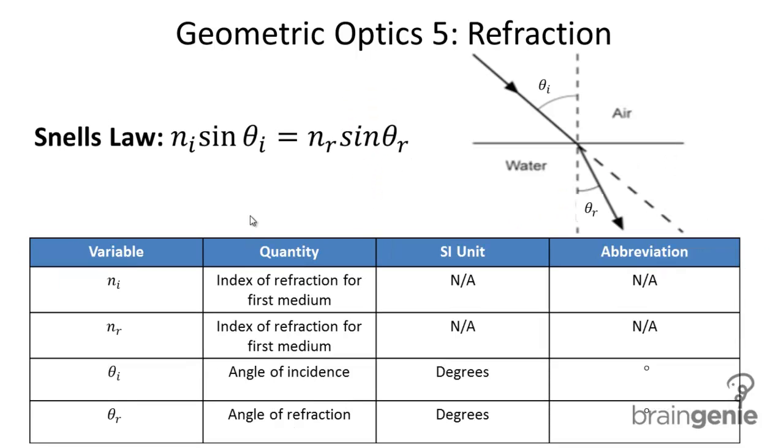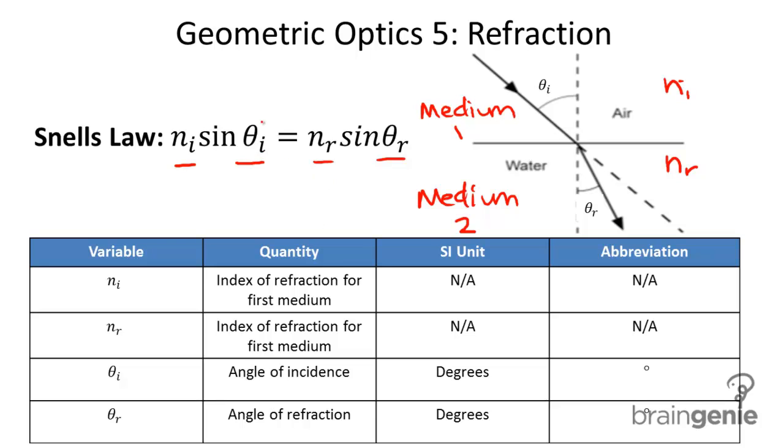In addition, we have the next equation, Snell's law. Snell's law takes a look at the actual angle measurements and the different angles of refraction. So Ni is the index of refraction for the first medium, so I'll call this medium 1. And then I have medium 2, water. So Ni is going to be the index of refraction for air, and then Nr is going to be the index of refraction for the second medium.